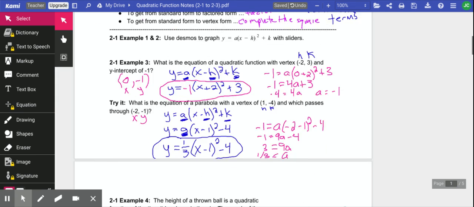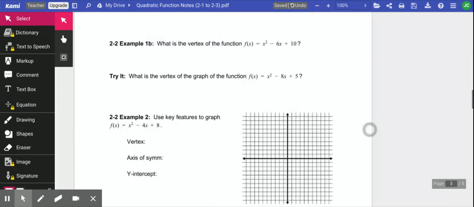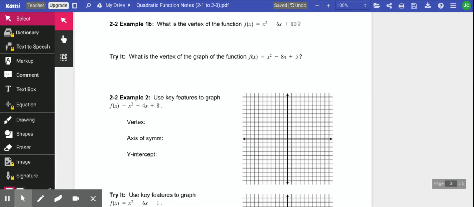So we are going to skip ahead to wherever we left off and do a few problems. So we want to find the vertex of this function. It's not in vertex form, so we can't just look at it and be like, oh, there's the vertex. So we have to use that x equals negative b over 2a. That's what we're going to use.